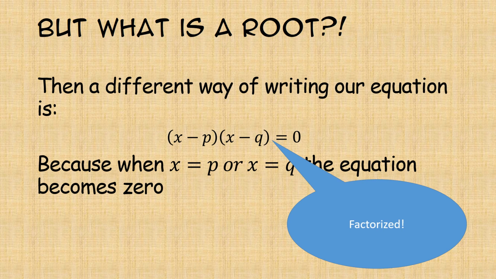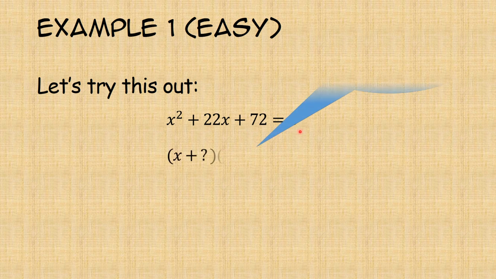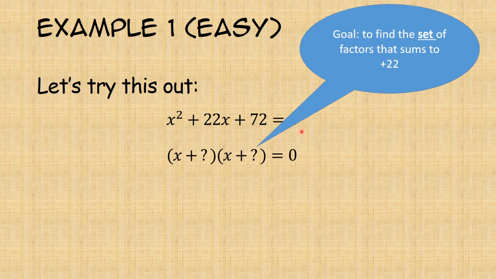The tricky part of this method is to be able to recognize what the factors are by looking at the equation and doing a few trial runs. So let's run through a couple of examples. Let's say we've got x squared plus 22x plus 72 equals 0. Our goal is to find the set of factors that sums to positive 22.